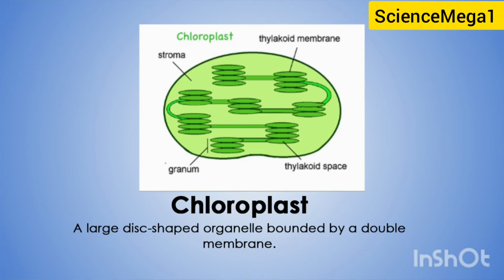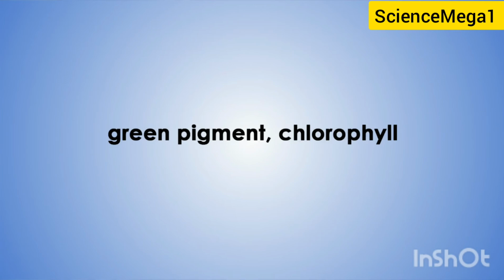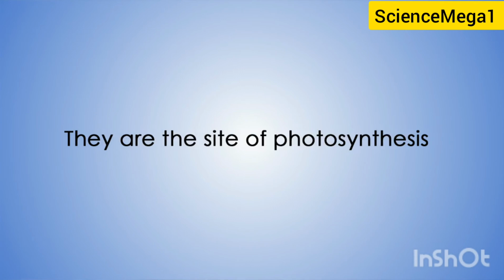It is a large disc-shaped organelle bounded by a double membrane. They are found only in green parts in plants. They contain the green pigment, that is the chlorophyll, which absorbs the sun's energy for photosynthesis. We focus on the function of the chloroplast. It is the site for photosynthesis due to the presence of chlorophyll. What this means is that the chloroplast is not an organelle found in the animal cell. It is only peculiar to the plant cell.